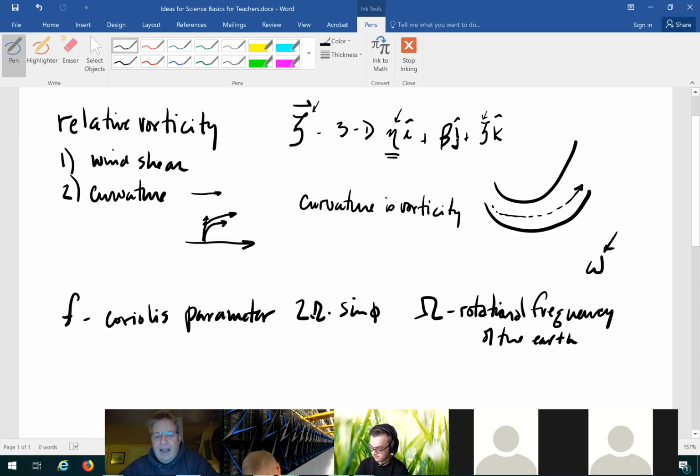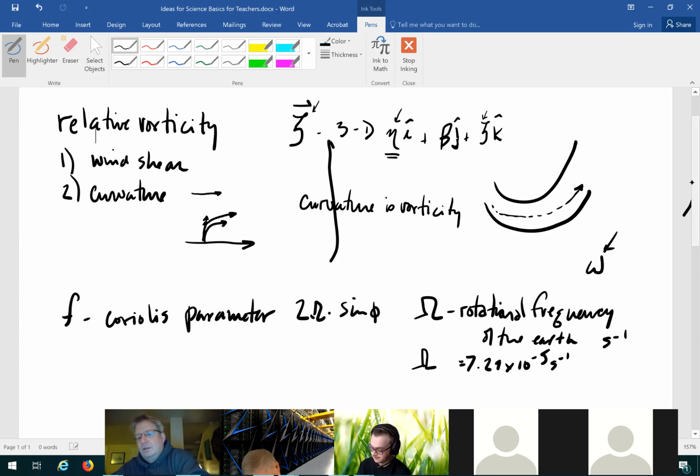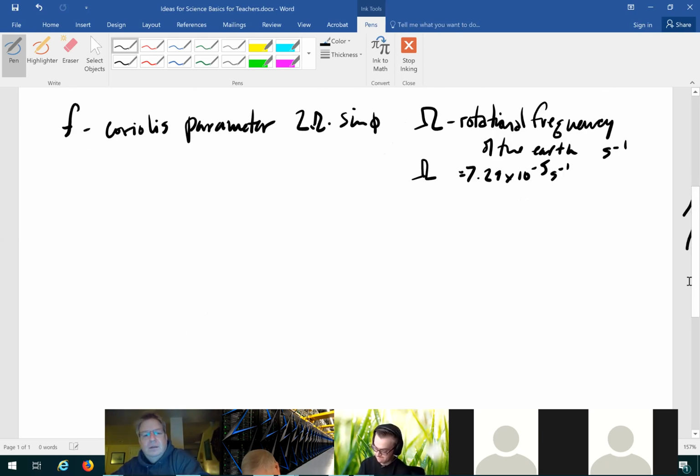Okay, sine of the latitude. So understand that the unit of this is per second. It is 7.29 times 10 to the minus fifth per second. That is the actual value of the Earth's rotational frequency, which you could solve. How would you know what omega is?